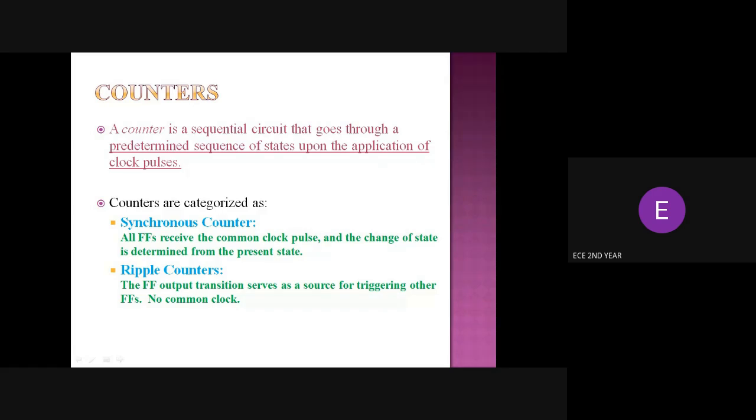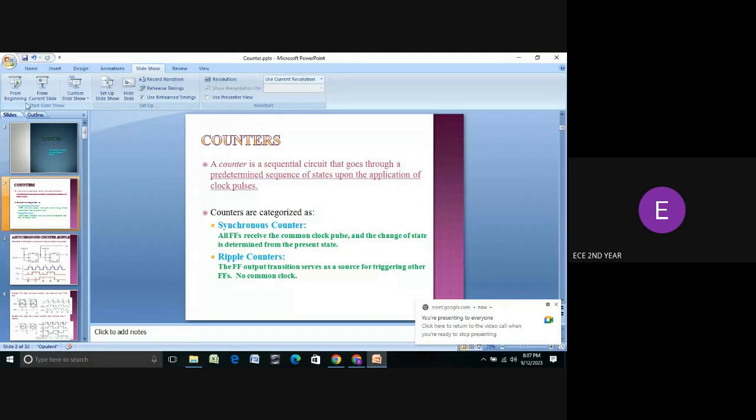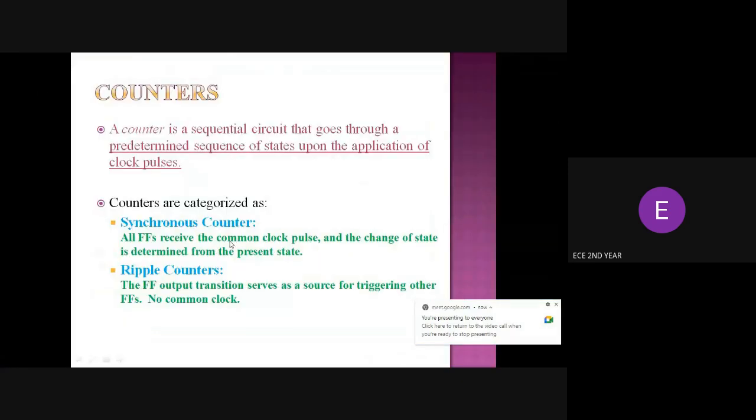So upon the application of clock pulses, we can count, starting from 0, 1, 2, 3, 4, and so on. If it is a mod 8 counter, then we can count from 0 to 7. Depending on whether the clock pulse is given simultaneously or not, we have different counter circuits. One is synchronous, where the clock signal is given simultaneously. In a synchronous counter, all flip-flops receive the common clock pulse.